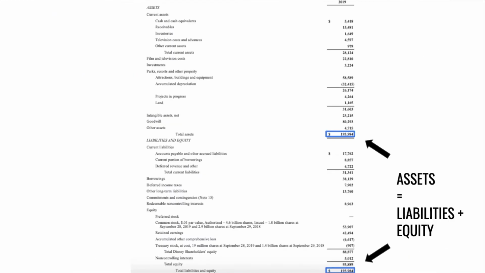That is the same number as the total amount of assets they have, and that is what a balance sheet shows us. All balance sheets should have their assets equal to the sum of liabilities plus equities. Assets equals liabilities plus equities is the most basic equation in accounting.